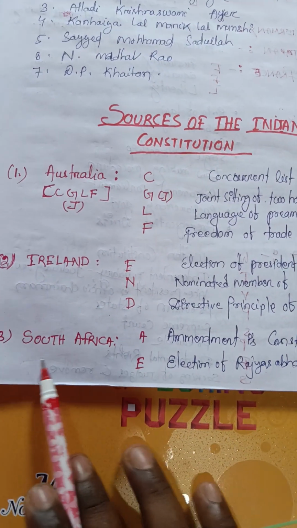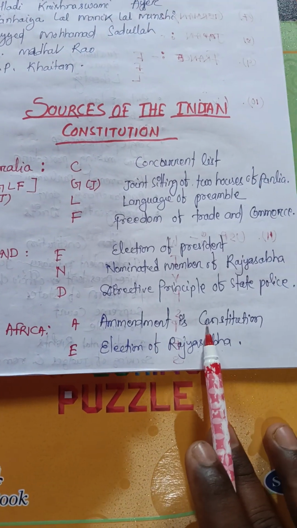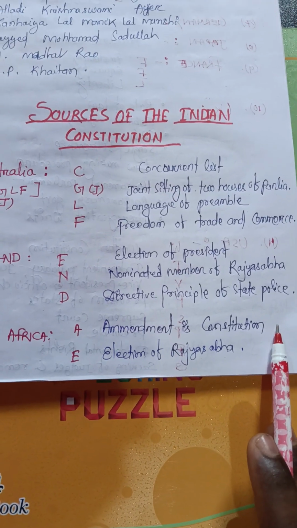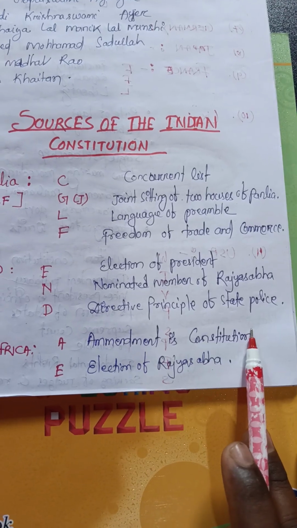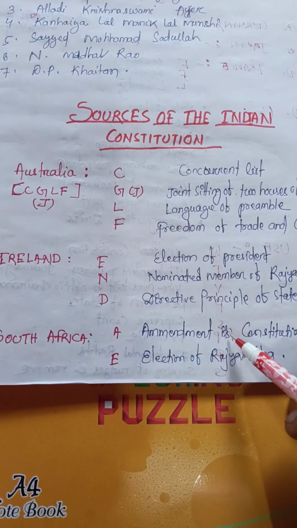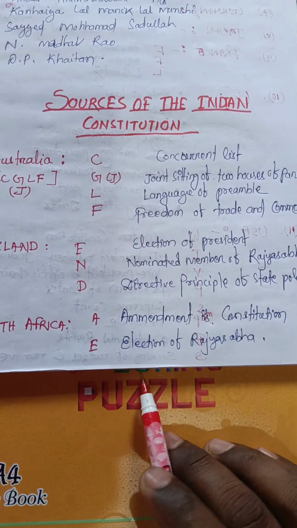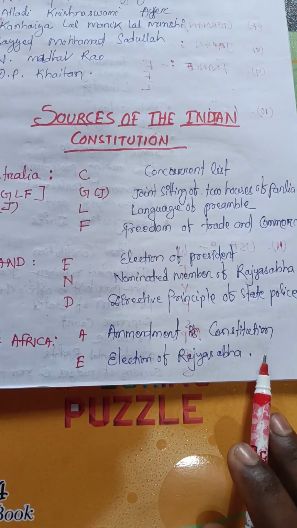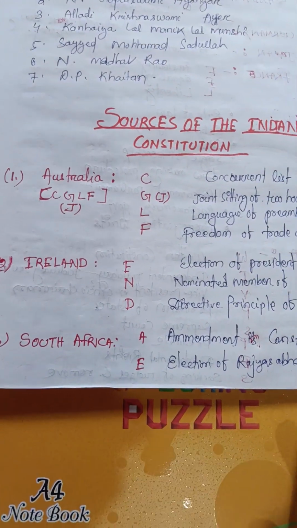Next, I will talk about South Africa. From South Africa we borrowed the amendment of the constitution. Constitution amendment, संविधान संशोधन. संविधान कैसे संशोधन करेंगे उसका प्रोसेस हम साउथ अफ्रीका से लाए हैं. Okay, amendment of the constitution. Next, the election of the Rajya Sabha. The procedure of election of the Rajya Sabha we also brought from South Africa.